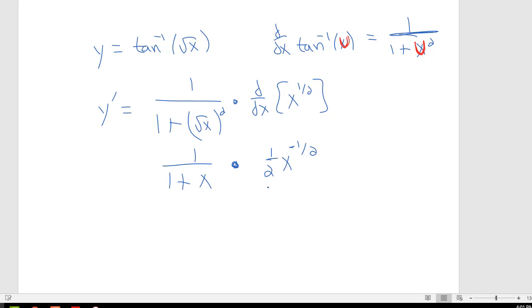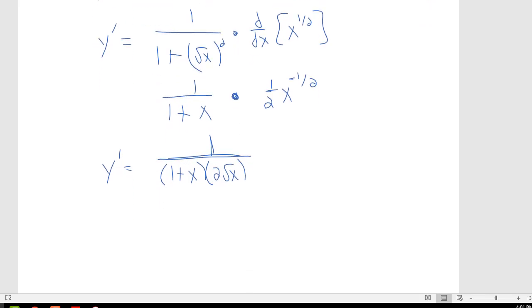And then times this guy, right? So the 2 is going to stay in the denominator, and the root x gets pushed into the denominator as well, right? So I really have a 1 over, and I'm going to say 1 plus x, and then I really have 2 root x in the denominator from that other fraction. And technically there's my derivative. I am done with my derivative. I guess I could do something crazy like take the 2 root x and distribute to each of these. At this point, I'm not going to bother doing that, and there is y prime.